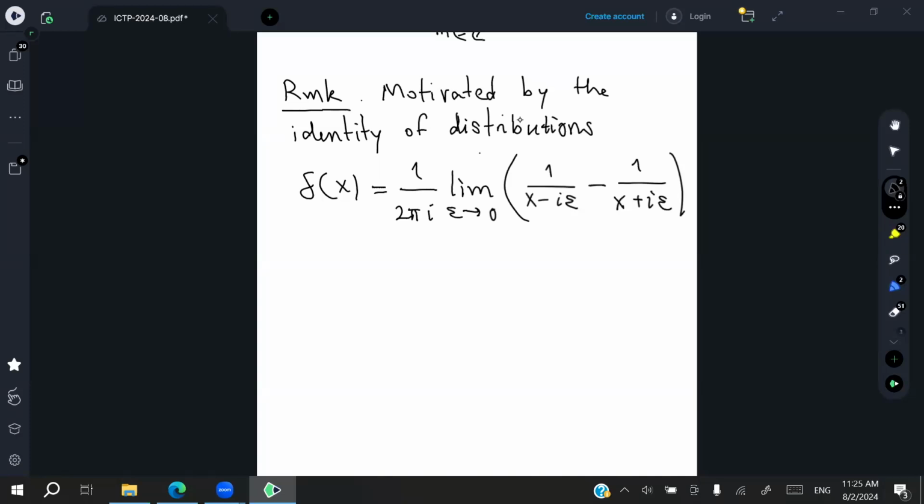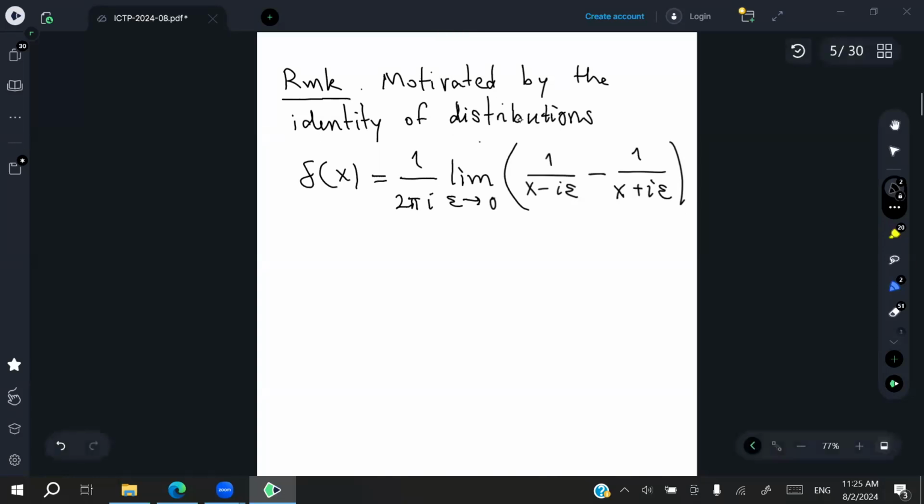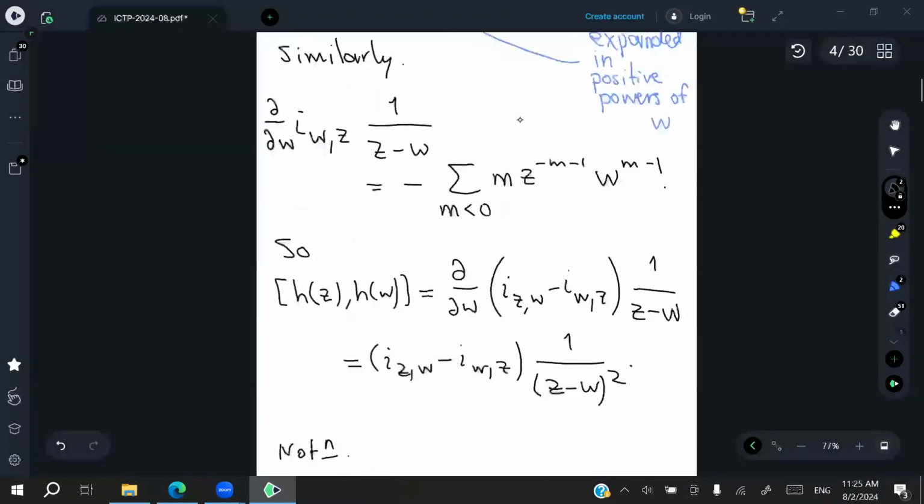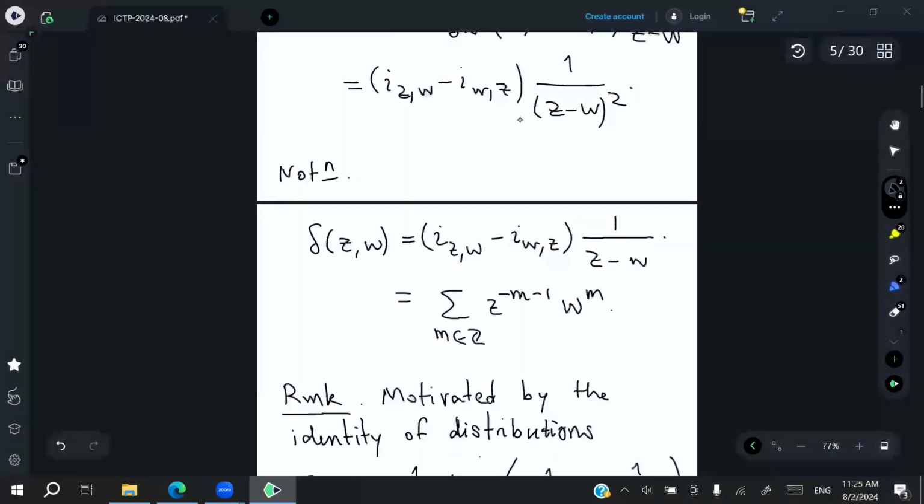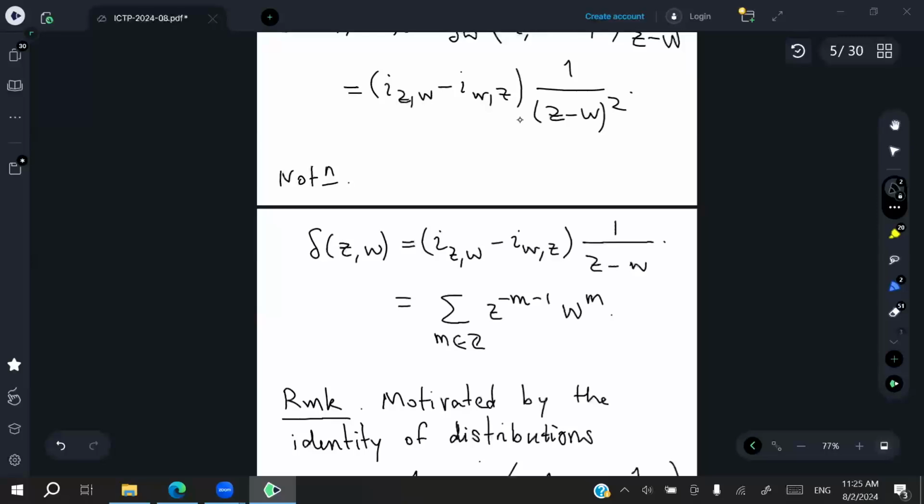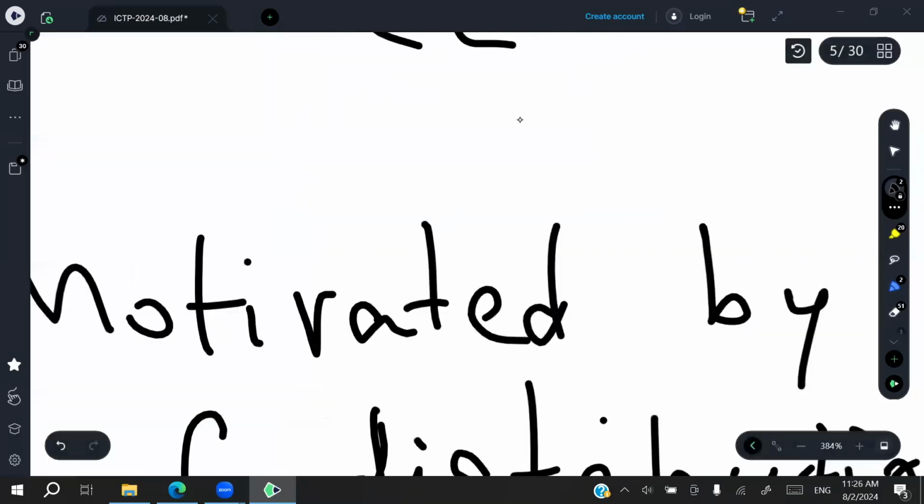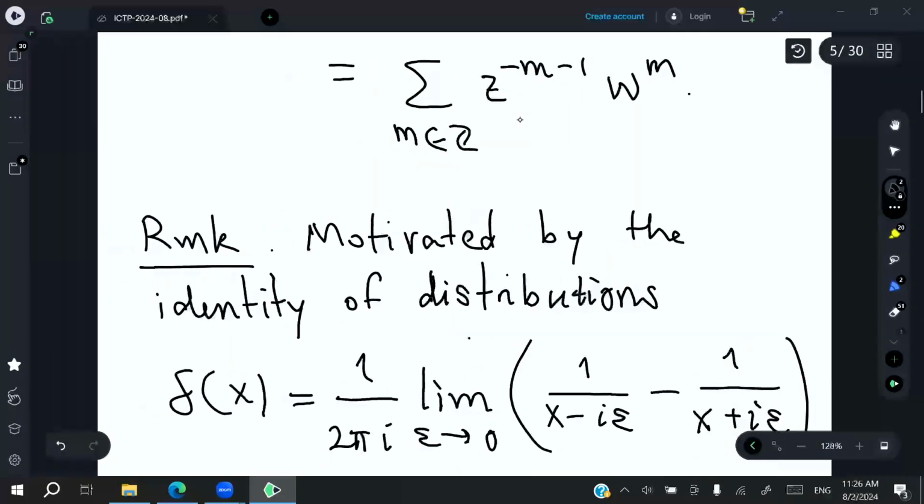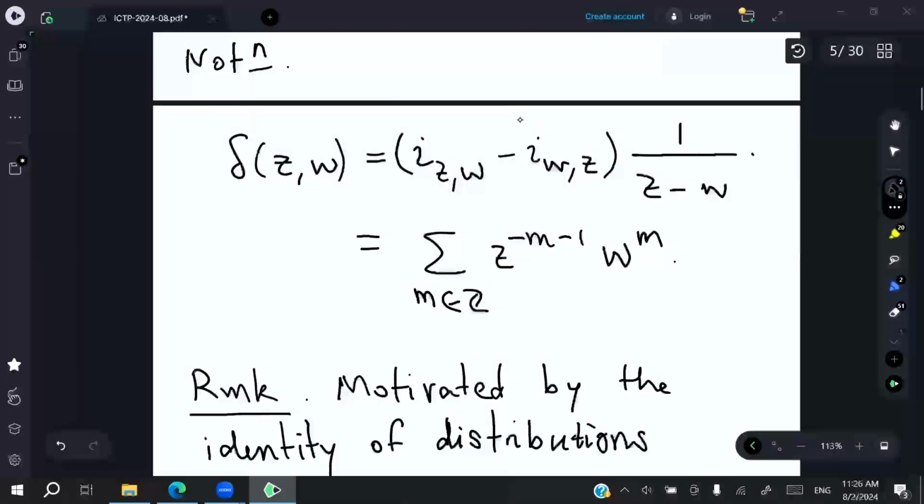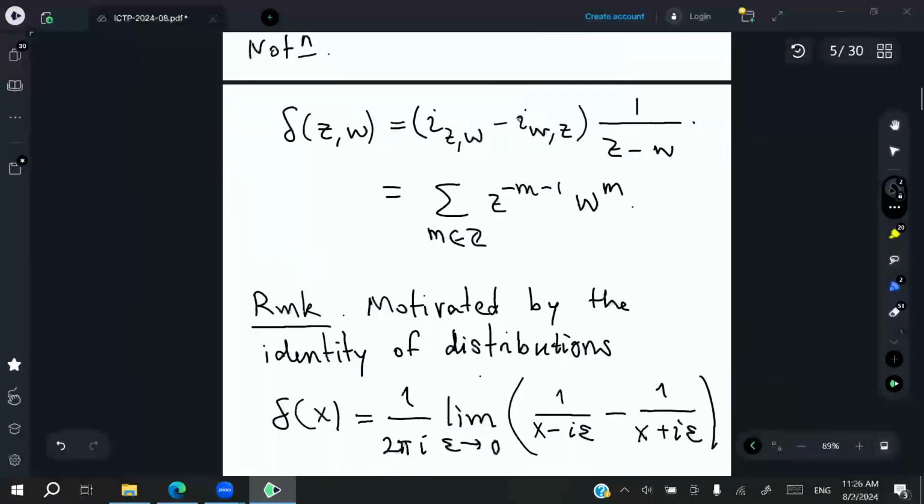Okay, so this difference of two expansions of the function 1 over x plus or minus some parameter epsilon should sort of remind you of this difference between two expansions i_{z,w} and i_{w,z} of the function 1 over z minus w. Okay, so that's all I'll say about that. You could also think of this definition that I've written just as a purely formal definition.